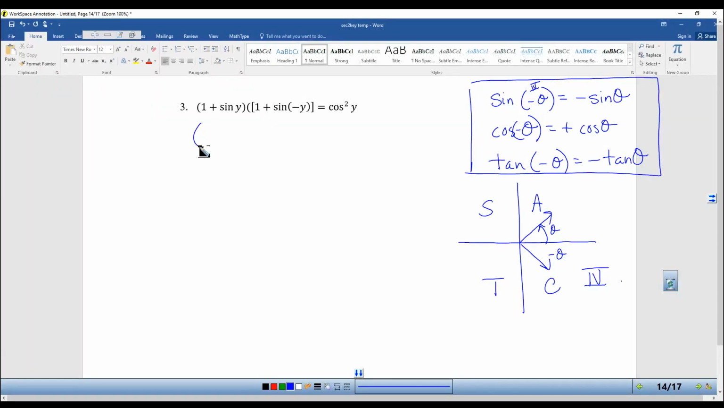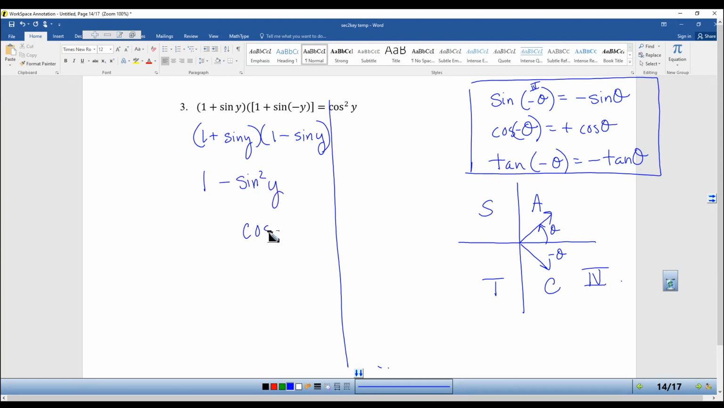So right away, I'm going to replace this with 1 minus sine of y. But I don't want you to think I'm just pulling the sine out because it won't work for cosine. I'm just doing it because it's sine. I draw my line. And then I see a cosine squared. I can change that side or I can FOIL. First, outer, inners cancel, minus sine squared y, and that simply is cosine squared y.